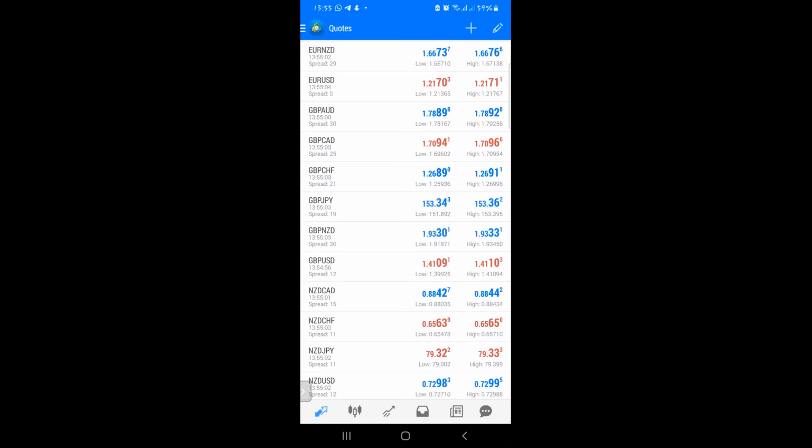Then if you go to any pair that doesn't have the JPY in it, you've got one decimal point, and then you need to count the first two decimal points after, and you count the third and the fourth as your pip, yeah? So here you can see Euro NZD is 1.66, and then your pips are the 7 and the 3. Okay.